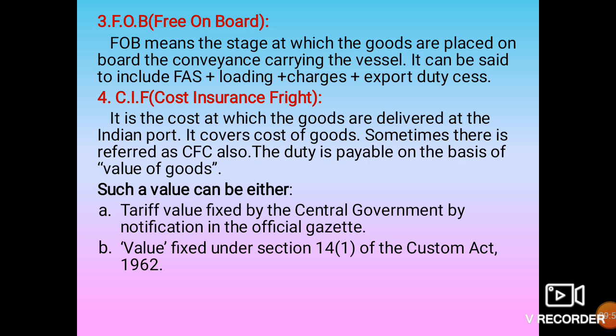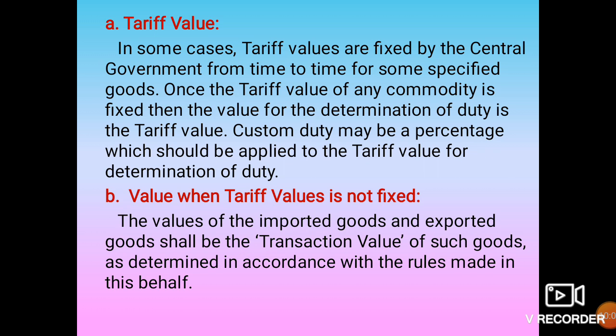Such value is the tariff value fixed by the central government by notification in the official gazette, under Section 14 subsection 1 of the Customs Act 1962. In some cases, tariff values are fixed by the central government from time to time for some specified goods. Once the tariff value of any commodity is fixed, then the value for the determination of duty is the tariff value. Customs duty may be a percentage which should be applied to the tariff value for determination of duty.